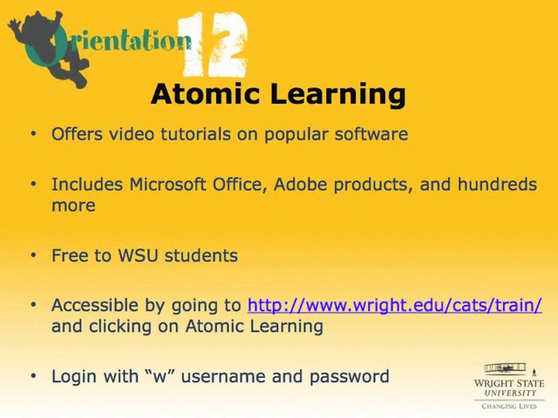Atomic Learning offers video tutorials on popular software including Microsoft Office, Adobe products, and hundreds more. Atomic Learning is free to WSU students and is accessible by going to www.wright.edu/cats/train and clicking on Atomic Learning. Students can log in with the W username and password.